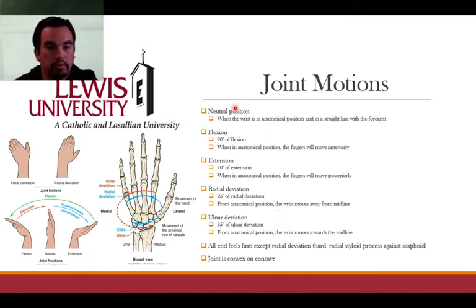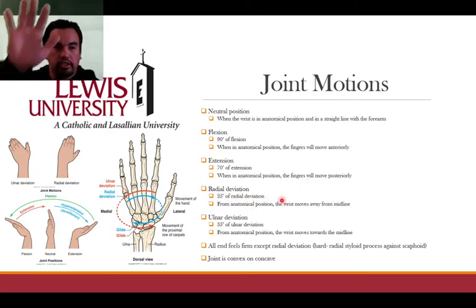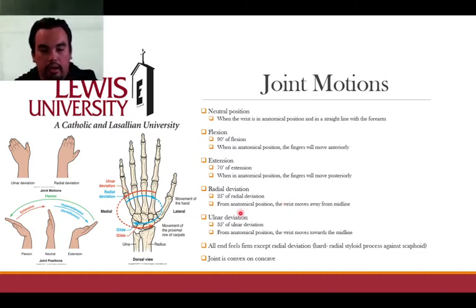So let's look at our joint motions. In neutral position, that's when the wrist is in anatomical position in a straight line with the forearm. Flexion, we have 90 degrees of wrist flexion, and that's when the fingers will move anterior towards the front of your forearm. Extension, we have about 70 degrees of wrist extension, like that, okay? And that is when the fingers will move posterior. You have radial deviation, which is 25 degrees, so this way. Make sure they don't cheat by sliding the arm out. And then ulnar deviation the other way, 35 degrees of that.